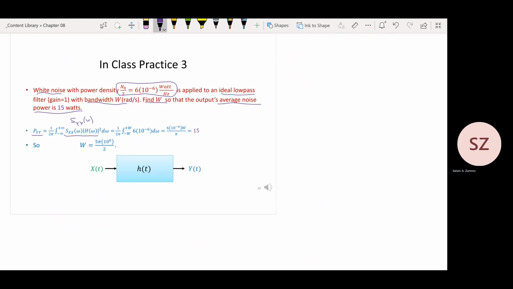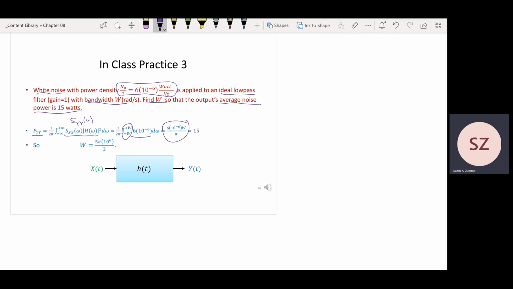Right. So basically you take the average power, the area under the output PSD, which is the input PSD multiplied by the power transfer function. Now the input PSD is a constant. The transfer function is also a constant. It's 1. However, it's between minus W and W. So instead of minus infinity, it becomes minus W when we write the value of each one. So it's just a constant. You integrate between minus W and W, you get this.